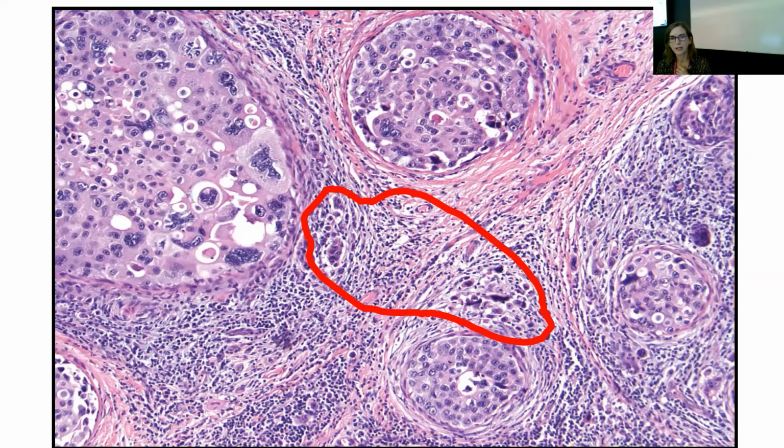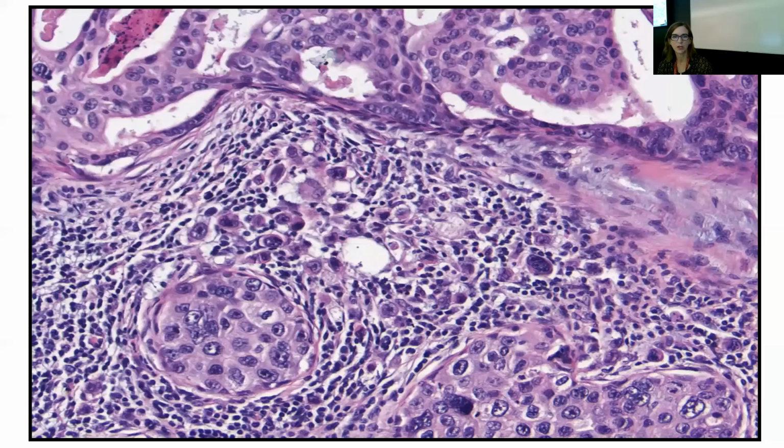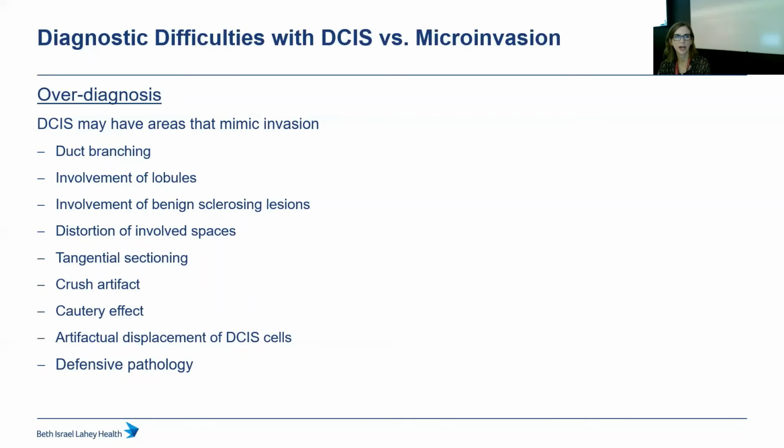Myoepithelial cell markers really are challenging unless you've got an area of microinvasion that you're looking at, because just using a plain old myoepithelial cell marker is not going to help. You need to either use it in combination with a keratin or have an area in question that you're going to do your immunostains on. So here are areas of microinvasion within this case of extensive DCIS.